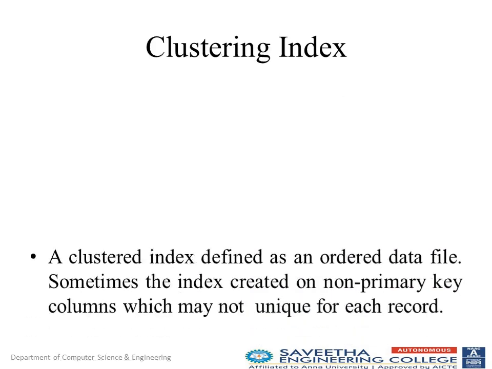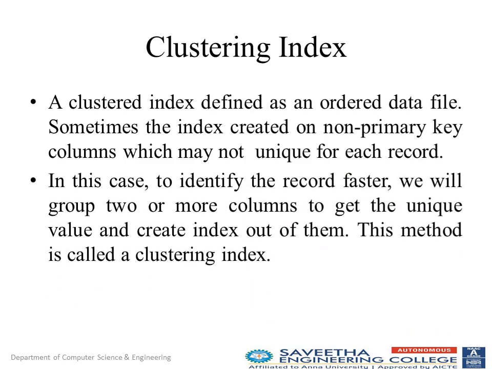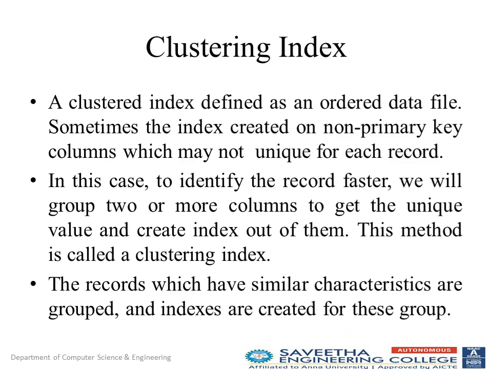Next, the clustering index. A clustered index is defined as an ordered data file. The index is created on non-primary key columns, which may not be unique for each record. Sometimes it may be the primary key also. In this case, to identify a record faster, we group two or more columns to get a unique value and create an index. This method is called a clustering index. The records which have similar characteristics are grouped and indices are created for these groups.